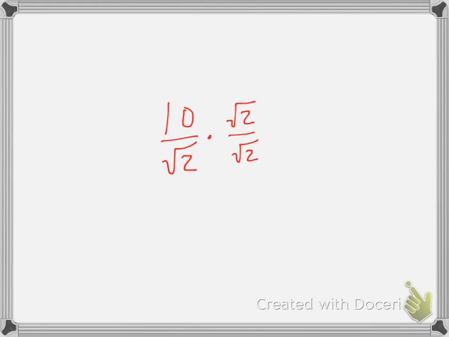Okay. So now that I have it set up that way, I can multiply across. 10 times square root of 2 is just 10 square root of 2. Square root of 2 times square root of 2 is square root of 4. And what is the square root of 4? 2, a whole number 2.